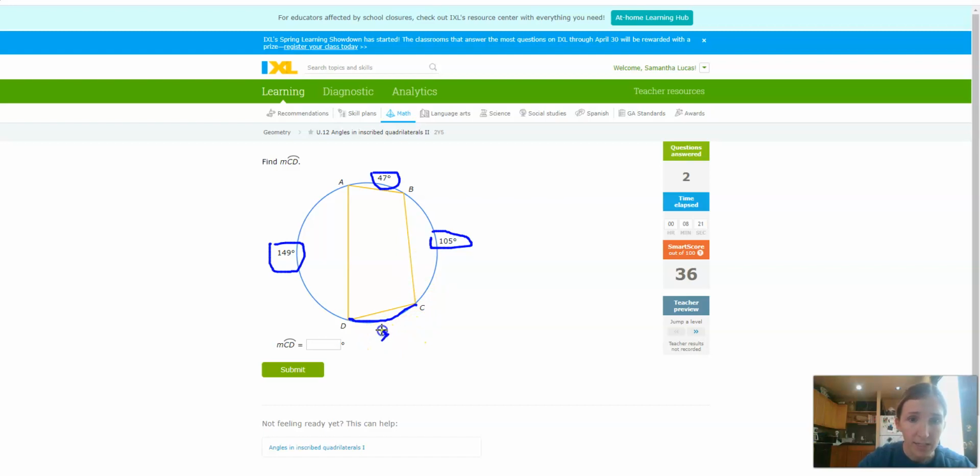So I know that CD, oh man, I was trying to draw an X. Let me erase that. Oops, it erased everything. All right, if I'm trying to find this measure right here, I know that 149 plus 47 plus 105 plus X has to all add up to 360, which means I can do 360 minus each of these measurements, and that will give me CD. So I'm going to use the calculator on my phone, which you can't see me doing right now, and I'm going to do 360 minus 149 minus 47 minus 105, and I get 59.